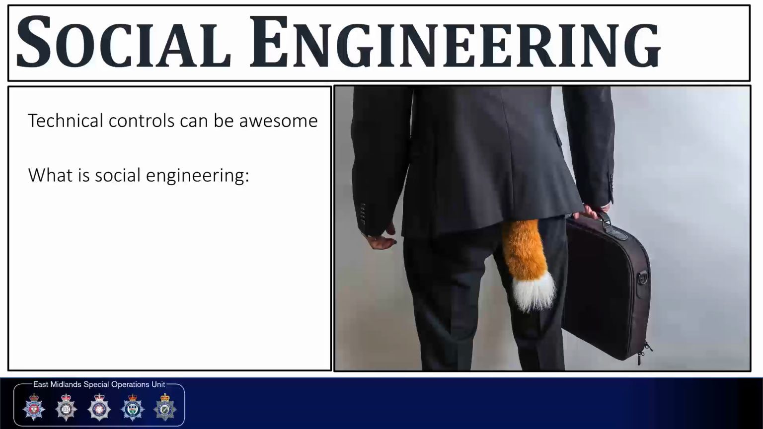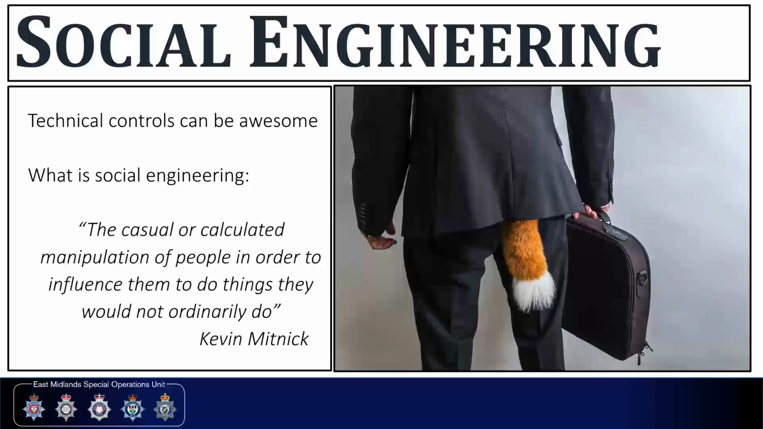So, what is social engineering? Well, according to one of the most famous hackers in the world, social engineering is the casual or calculated manipulation of people in order to influence them to do the things that they would not ordinarily do, or in other words, to trick people. Now, social engineering usually takes two key forms. You either unnerve or frighten the target into acting without thought, or you seek a social connection or bond that puts them off their guard.